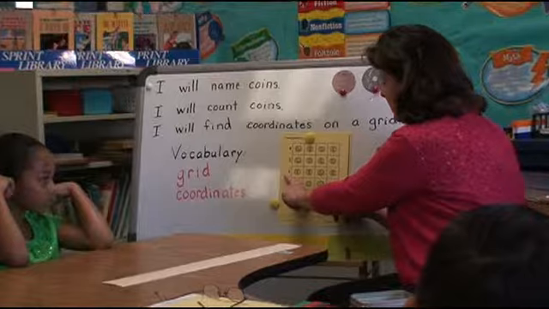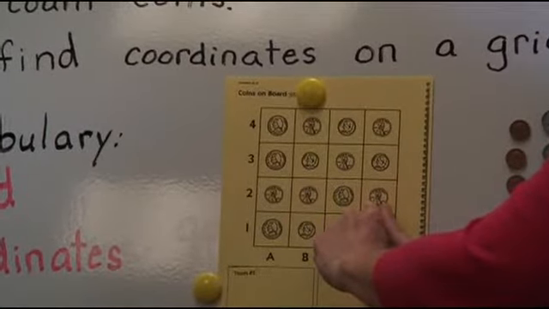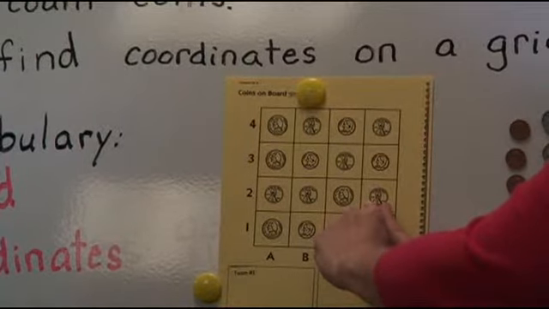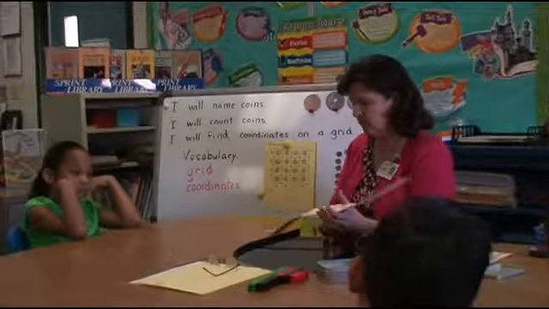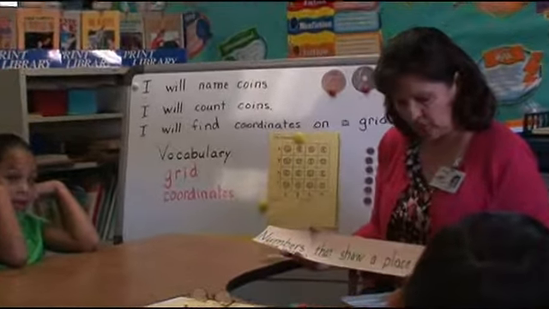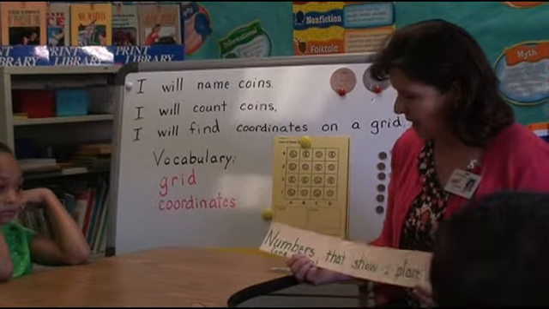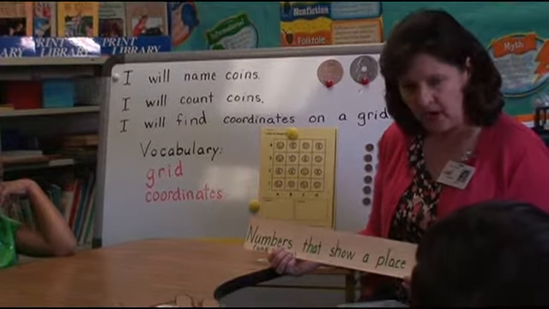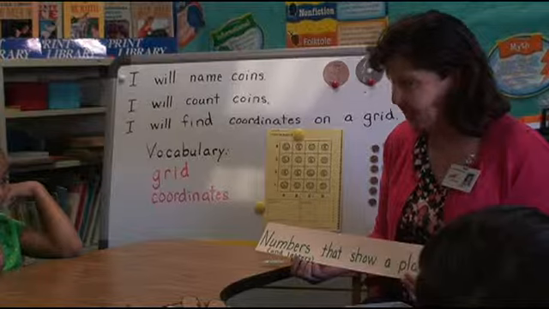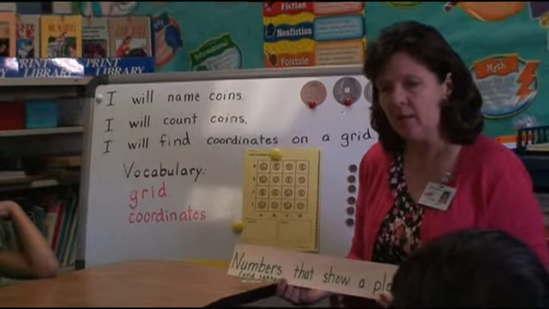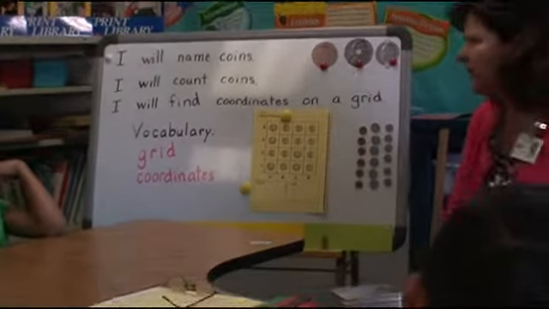And if I follow D up and then follow 2 across where they meet, the coin that's there is a penny. Do you see that? So the coordinates, and I know this is difficult information, are numbers that show a place on a grid, and they can be letters too. Can we just read that together? Numbers that show a place on a grid. And I also put letters, because today we're going to actually be using numbers and letters. I'm going to set these aside. We're going to review our money.